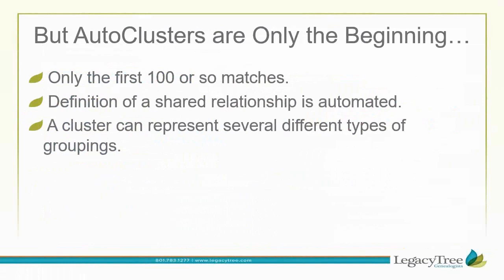But because the AutoCluster does that, sometimes there will be shared match relationships that we're not detecting as part of the AutoCluster tool because the threshold has been set higher than, say, 20 centimorgans. Maybe a match is sharing just 19 centimorgans with the other match that you're reviewing. In that case, they won't appear as shared matches, even though they do share DNA with each other.